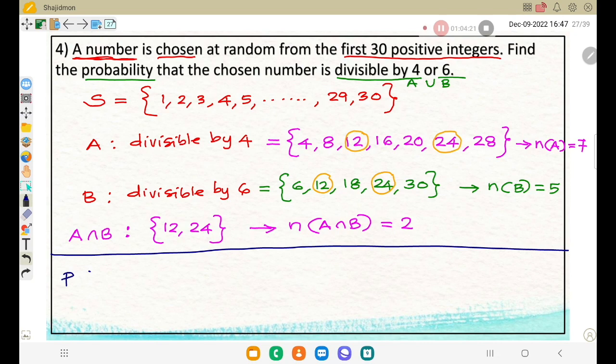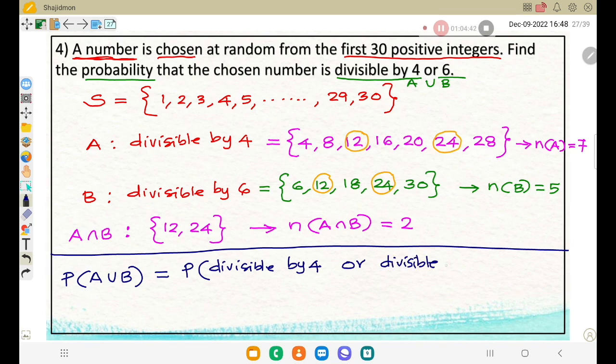So I am answering the question now. Probability of A union B equals probability of A, divisible by 4, union means or, divisible by 6. What is the rule we studied? Probability of A union B equals probability of A plus probability of B minus probability of A intersection B. So now apply the numbers.